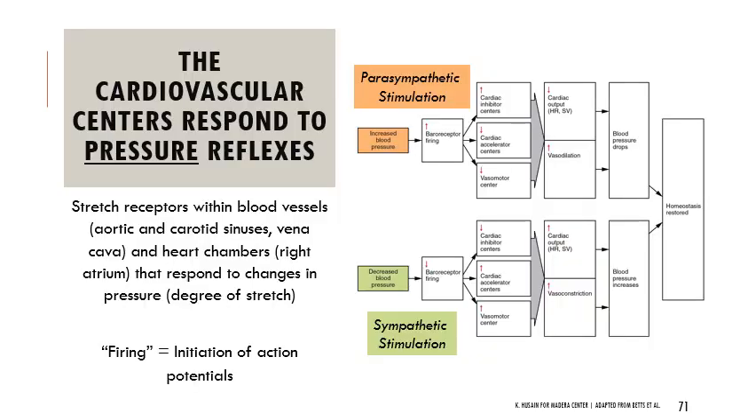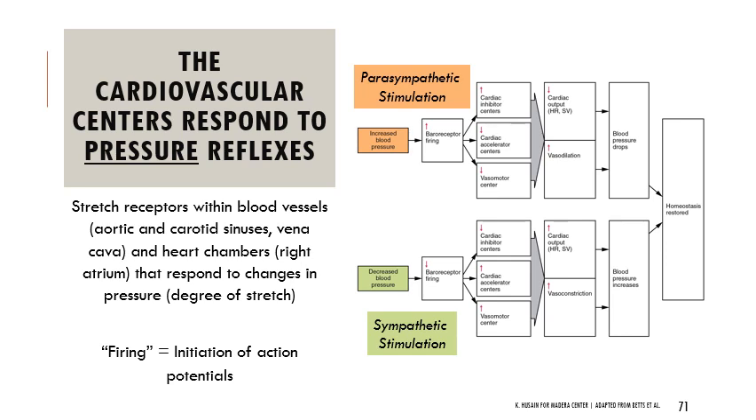So the cardiovascular centers respond to a couple of different reflexes or signals. One is pressure reflexes that are sent along baroreceptors. These are stretch receptors within blood vessels, specifically the aortic and carotid sinuses and the vena cava, and also present in heart chambers, the right atrium. And so they respond to changes in pressure. If there's more blood volume, more blood pressure, there's a higher degree of stretch. And so at that point we have baroreceptor firing, which refers to the initiation of an action potential, and then this homeostatic cascade or feedback loop.